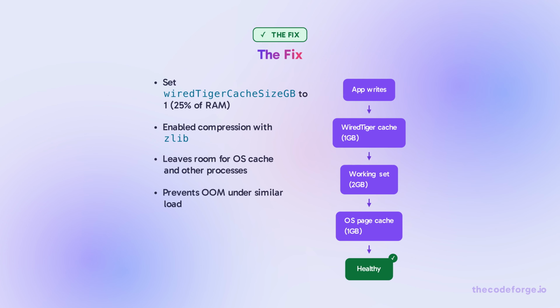The fix was to set wiredTigerCacheSizeGB to 1, which is 25% of RAM, leaving room for the OS cache and other processes. Also enabled compression with zlib. This prevented the OOM killer from firing.